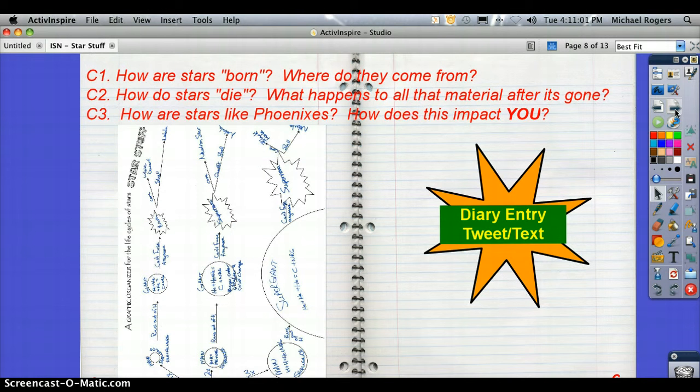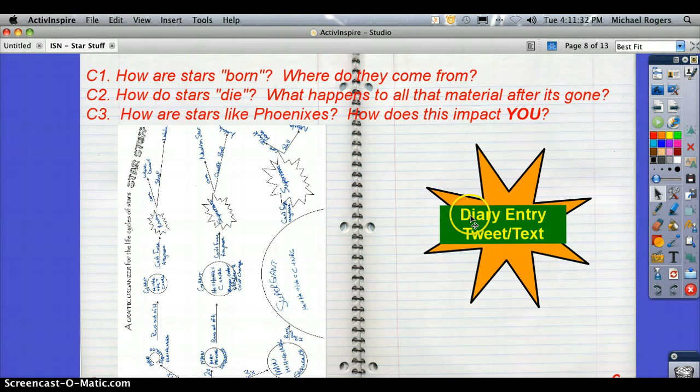And then the next one is C1, C2, and C3. How are stars born? How do they die? And how are they like phoenixes? And of course, you did a graphic organizer, which is attached right here. If you want to review the information in here, I would recommend looking at the other 2 YouTube clips that go along with this review for the life cycle of a star, because there I actually went through each of these stages and narrated that. So you can take a look at that in more detail. And you might want it just as a review for your final project too.